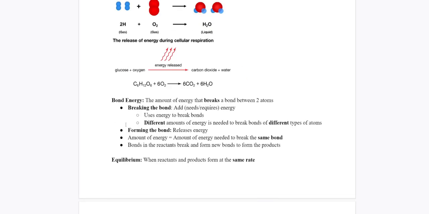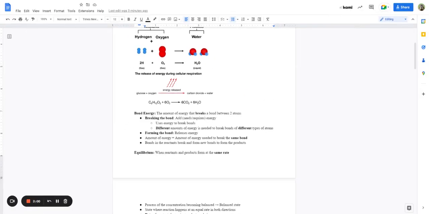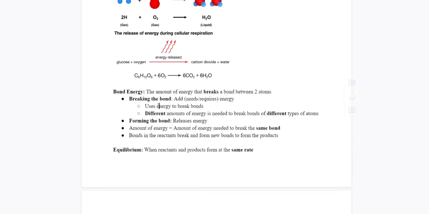Now, next, we're going to learn about bond energy. So bond energy is the amount of energy needed in order to break a bond between atoms. When breaking the bond, energy needs to be added.